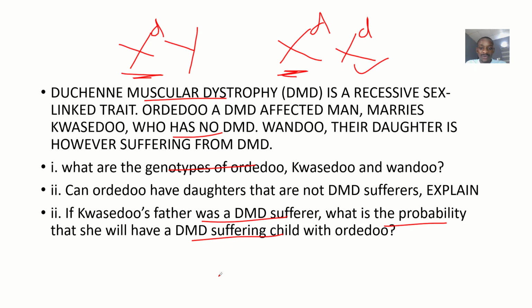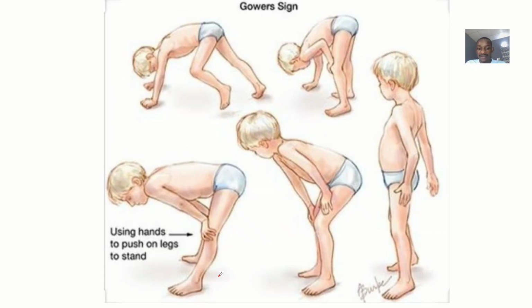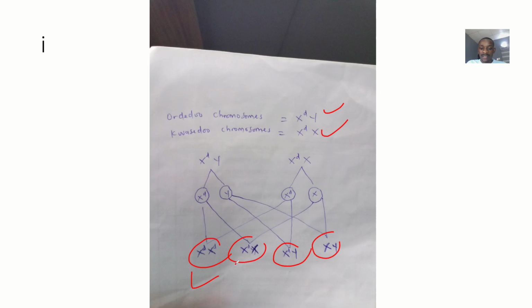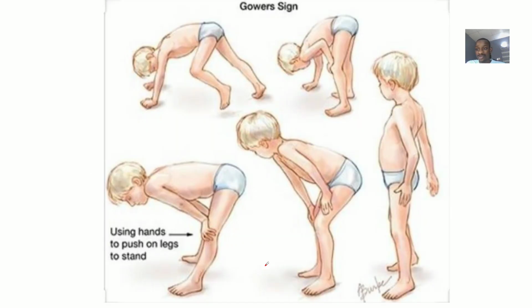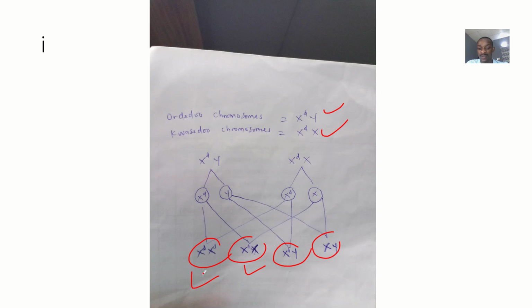Can Odedo have daughters that are not DMD sufferers? Of course. He has one daughter that is not a DMD sufferer. She has only one X affected, and when women have one X affected, the other X stands in for it and everything is fine. So they have one daughter that is a carrier. The next question: if Kwasido's father was a DMD sufferer, what is the probability that she will have DMD-suffering children? One of the daughters will be suffering, one of the sons will be suffering, one daughter will be a carrier and will not have it, and another son will be free too.